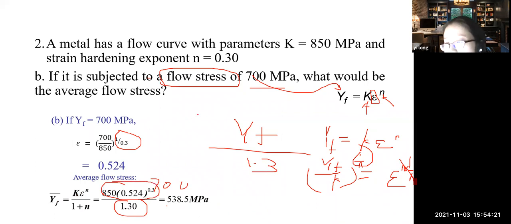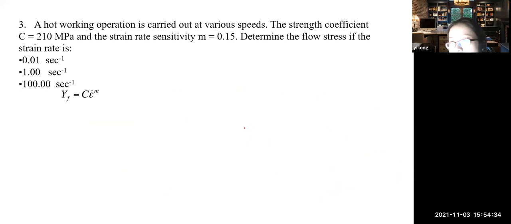Maybe the question needs another part: what is the true strain now? What would be the strain and the average? Okay, so that's question 2. Question 2. Let's continue.